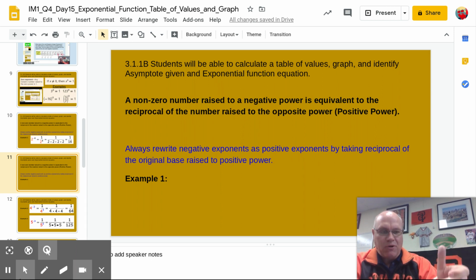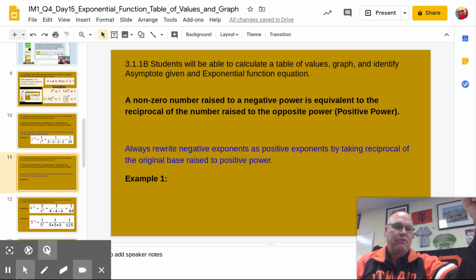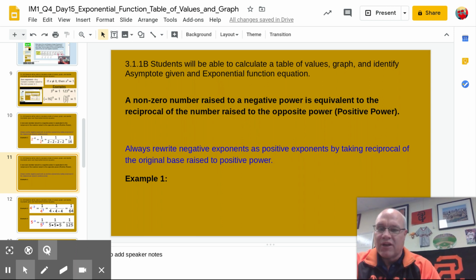Take the reciprocal of the base, and then the exponent becomes the opposite integer, so negative 3 power would become positive 3. Negative 2 would become positive 2. Negative 10th power would become positive 10, and so on. So let's look at an example.